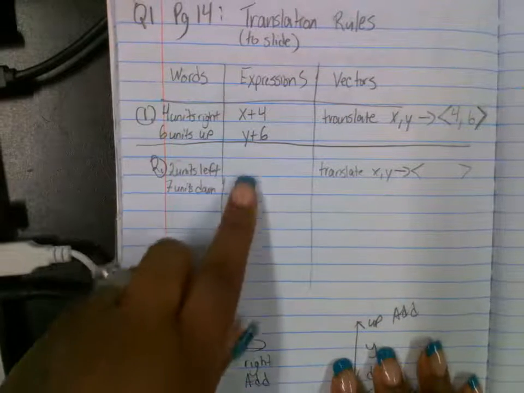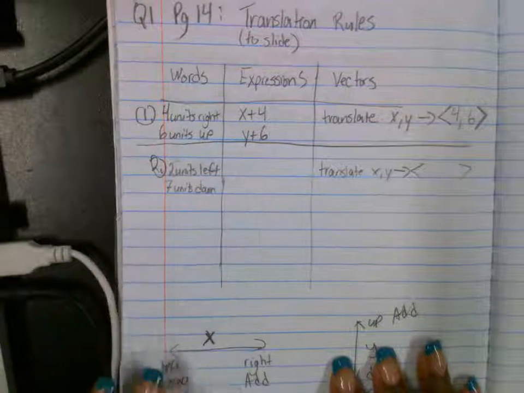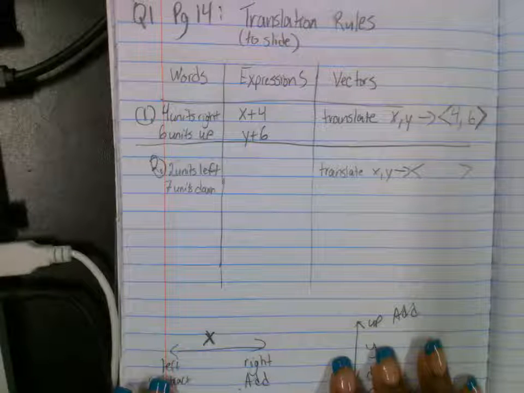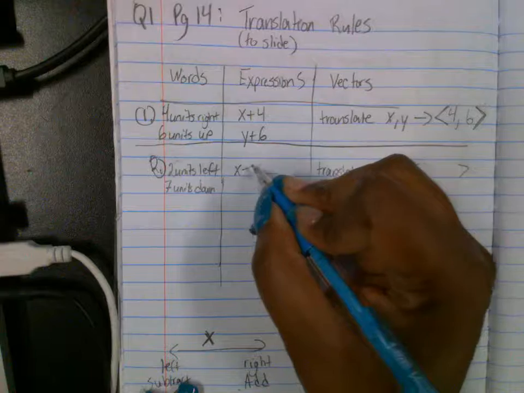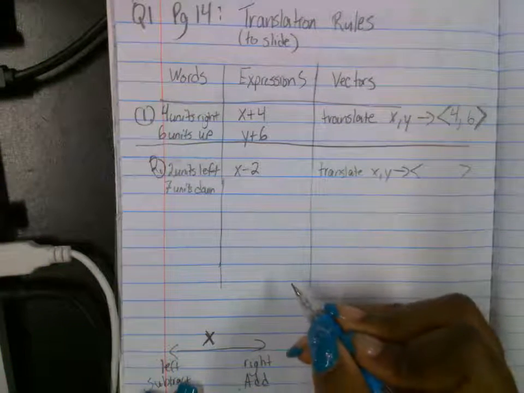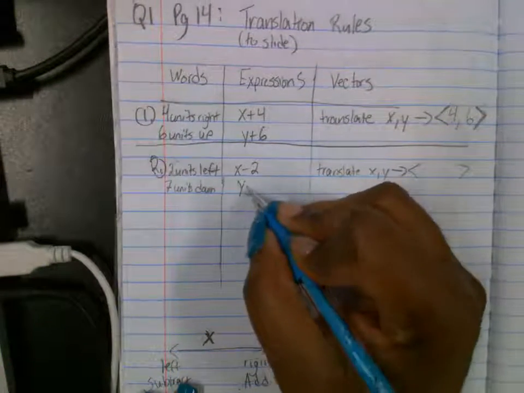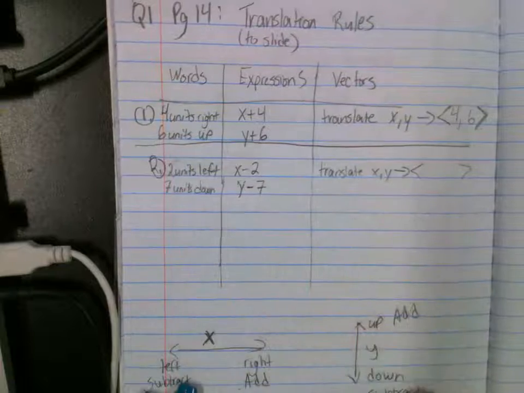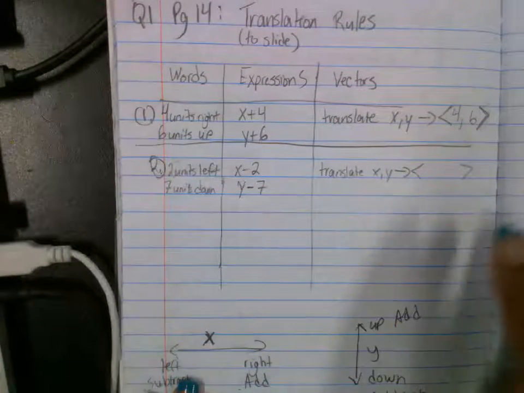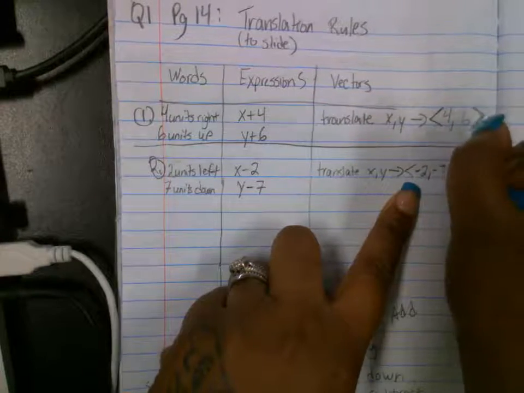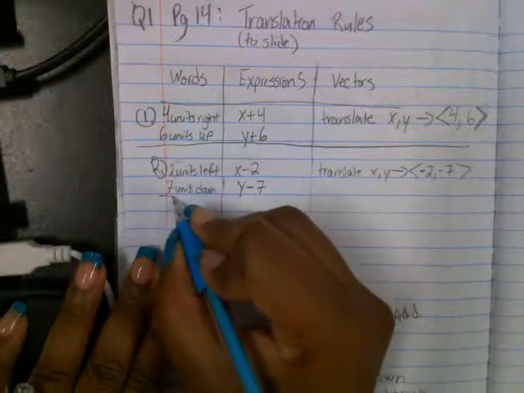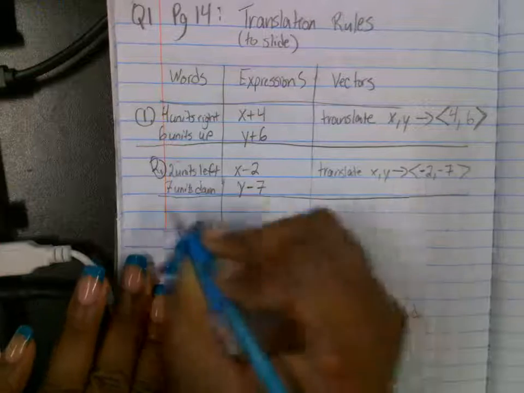So how do you write the expressions for that? Yes, Melanie? X minus 2. X minus 2, good job. And Y minus 7. Excellent job. Okay? How would I write the vector? Yes. Very good. Negative 2, comma, negative 7. Excellent job. Okay, I'm going to put the last two up, and I want you to do those on your own.